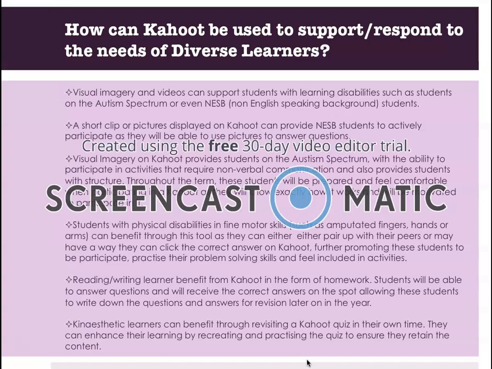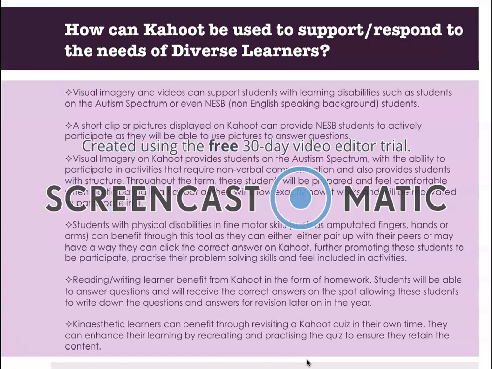So Kahoot can support the needs of diverse learners in many ways. Creating a Kahoot with mostly visual imagery and videos can assist non-English speaking background students greatly, as they will be able to answer questions through the use of pictures. For students on the autism spectrum, it will allow them to participate in activities that require non-verbal communication and also provide students with structure.